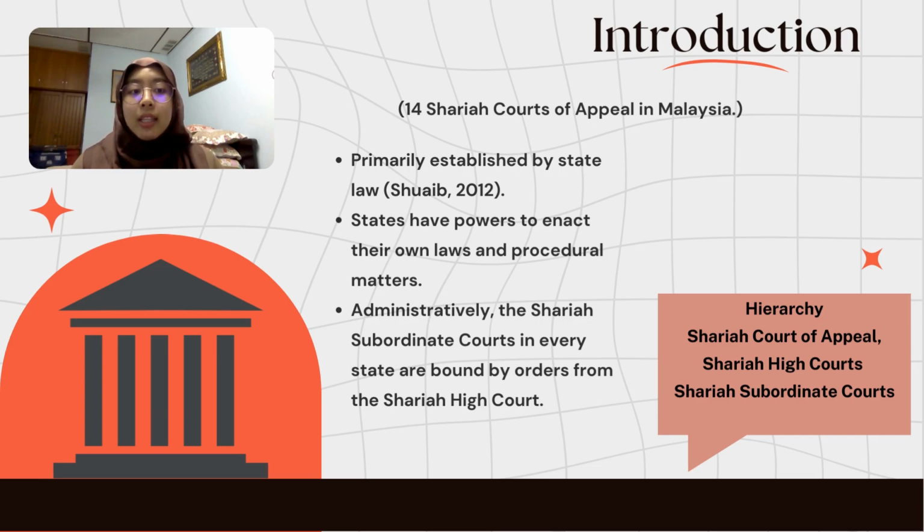Since Sharia courts are established under the state list, states have powers to enact their own laws and procedural matters. The outcomes of this legislative power are the varied legislations, albeit slight, as well as the varied decisions of Sharia courts in the states of Malaysia. There is a hierarchy of Sharia courts, which begins with the Sharia Court of Appeal, Sharia High Courts, and Sharia Subordinate Courts. Administratively, the Sharia subordinate courts in every state are bound by orders from the Sharia High Court.